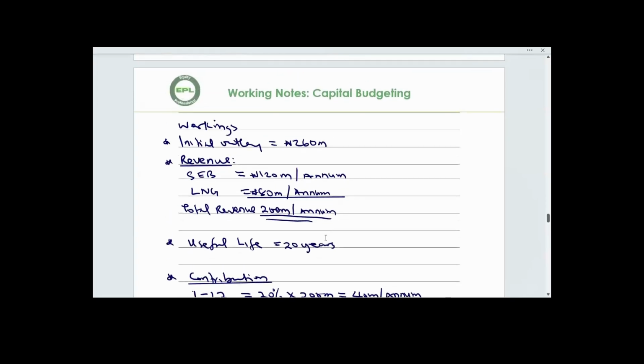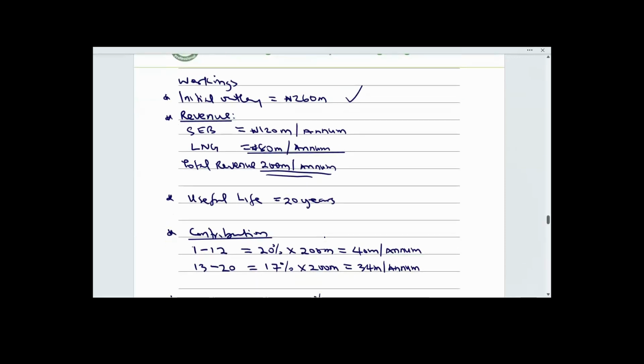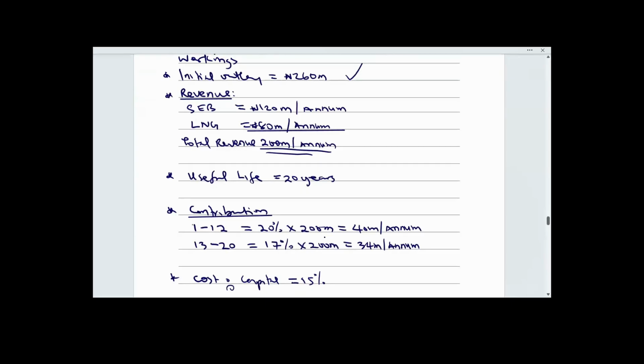Now I've summarized all the information given in the question. You now want to calculate payback period. I can see the initial outlay to be 260 million. The cash inflow I'm going to use in this case is no more 200 million. Examiner has given me contribution of 40 million per annum for the first 12 years, then the 34 million is for the next 8 years, from year 13 to year 20. This is the approach you are supposed to use to calculate your payback period on the day of your exam.